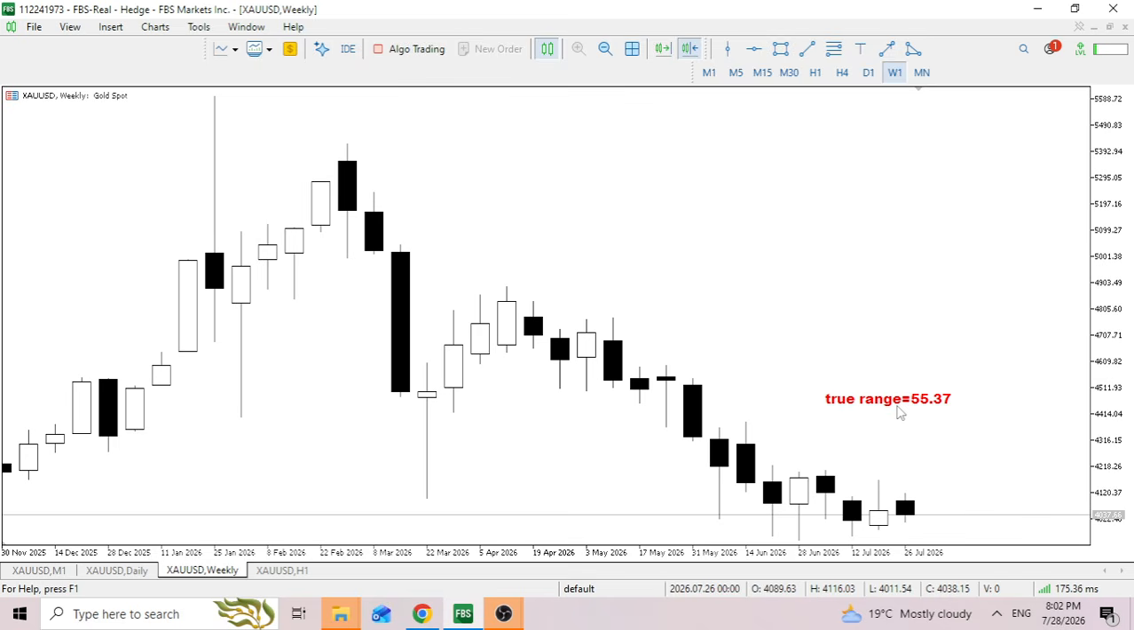How do you tell percentage change of previous week? You multiply by 0.3459. So percentage change for gold.